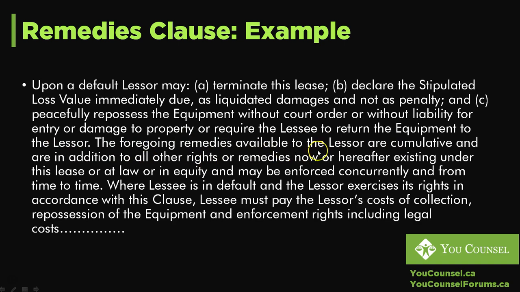The foregoing remedies available to the lessor are cumulative and are in addition to all other rights or remedies now or hereafter existing under this lease or at law or in equity, and may be enforced concurrently and from time to time. Where the lessee is in default and the lessor exercises its rights in accordance with this clause, the lessee must pay the lessor's cost of collection, repossession of the equipment, and enforcement of rights, including legal costs. So it's a pretty extensive clause, and you will notice that in lease agreements the clauses are very similar, and these are very, very carefully drafted by lawyers, so you will have great difficulty getting around these clauses if you are in that situation.